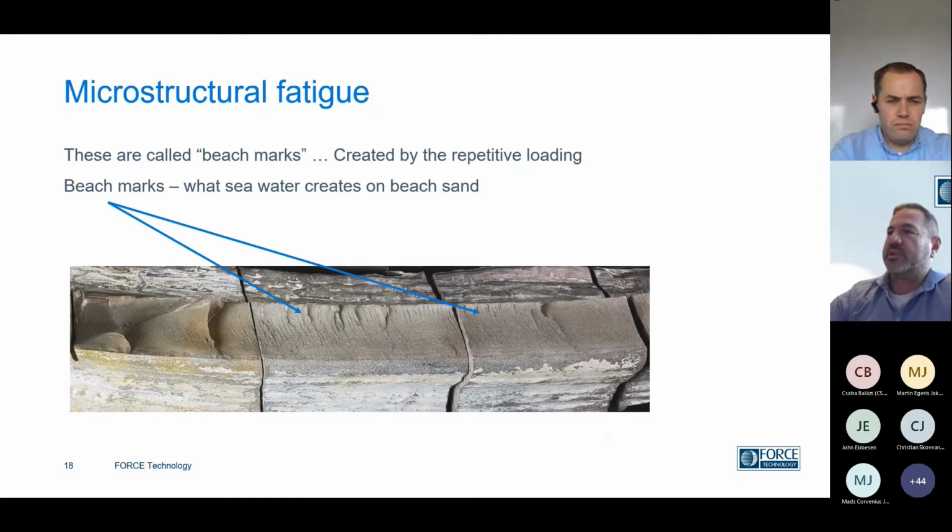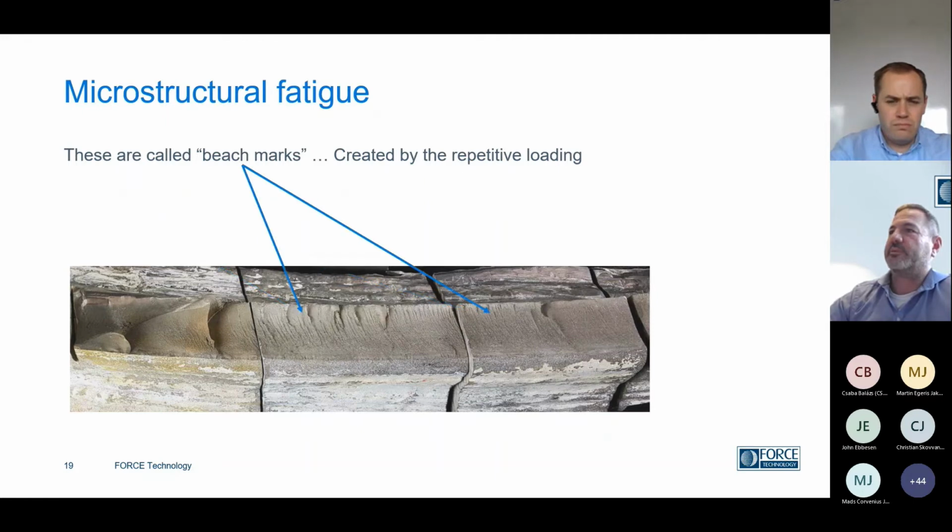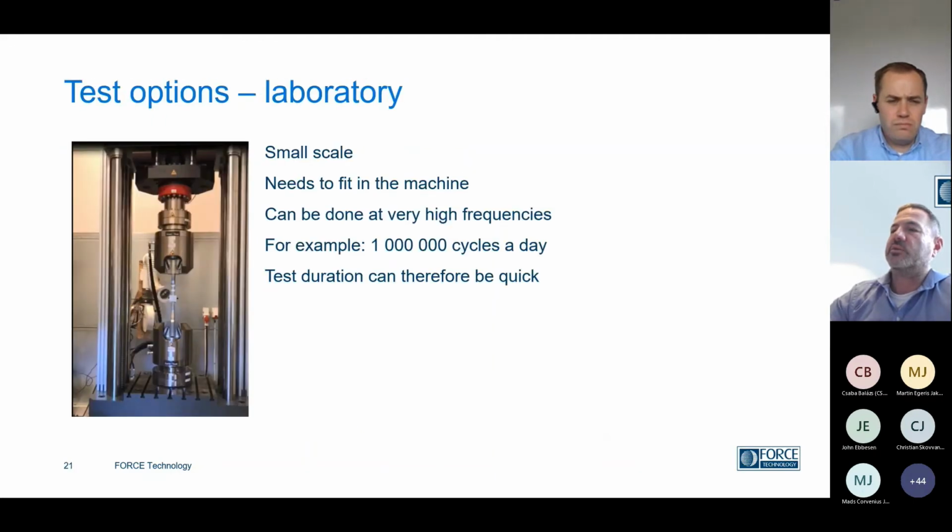But thanks for that question. What I'd like to do is just move on and talk about laboratory testing. These are relatively straightforward. It's small scale, and as long as the sample or the product can fit in the machine, we can do the fatigue test.